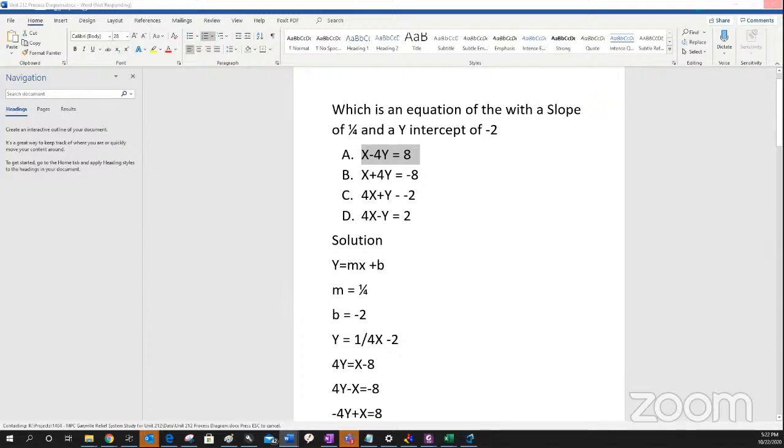No, I just took the y equals 1/4 x minus 2, and then I put it in standard form, and that's how I got my answer. What is the standard form you got? So what did you get? Let me see what you got.